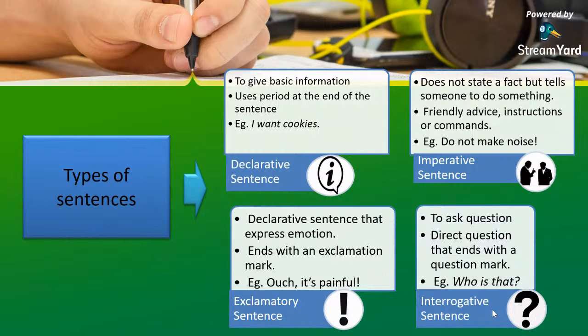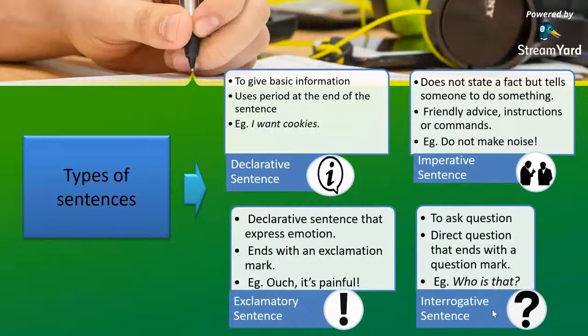We move on to the second type, which is the imperative sentence. Imperative sentence, or sometimes we just call it imperatives, means to give instruction. It does not state a fact but tells someone to do something. You want to tell somebody to do something for you, then you call it imperatives. It could be a friendly advice, instruction, or command, probably. For example, do not make noise, switch off the light, submit your book to me before leaving. All these are imperative sentences.